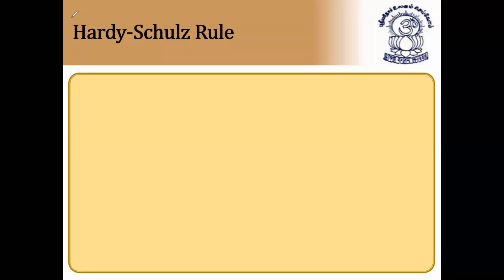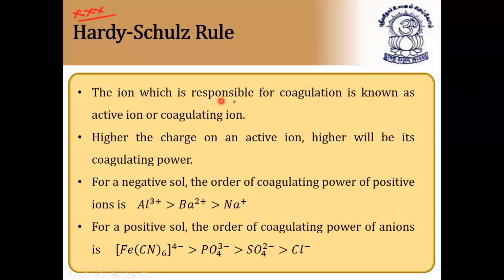Next, very important. From this also they'll ask a question: what is Hardy-Schulze rule? Let us discuss now. The ion which is responsible for coagulation is known as the active ion or coagulating ion. Higher the charge on the active ion, this statement-based question they will ask in the examination. Higher the charge on an active ion, higher will be its power of coagulation. That is, higher will be its coagulating power.